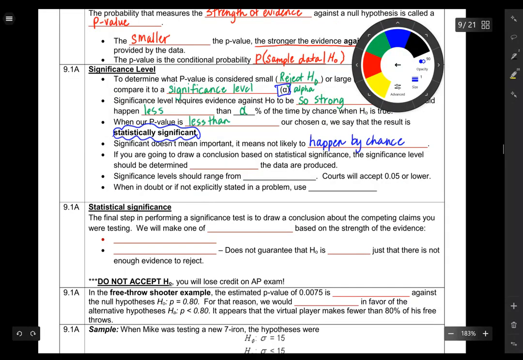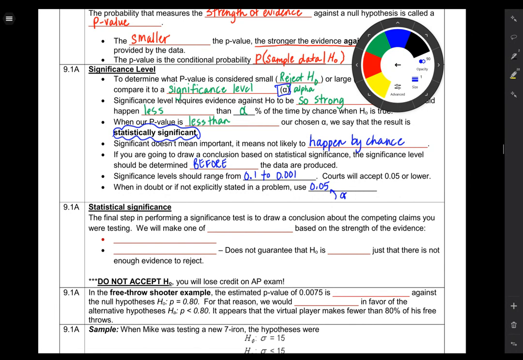If you are going to draw a conclusion based on statistical significance, the significance should be determined before the data are produced. Significance level should range from 0.1 to 0.001. Courts will accept 0.05 or lower. When in doubt, or if not explicitly stated in a problem, use 0.05. So this is the standard alpha that you would use if not given one.